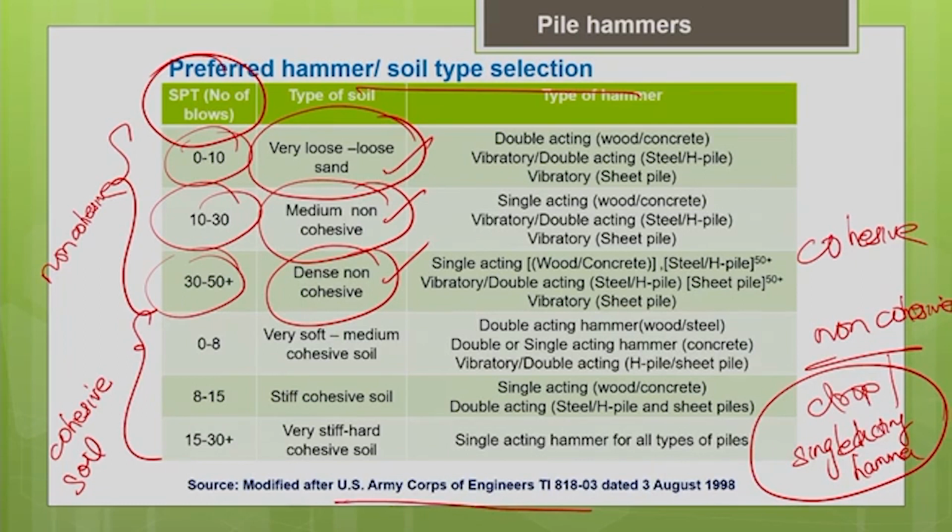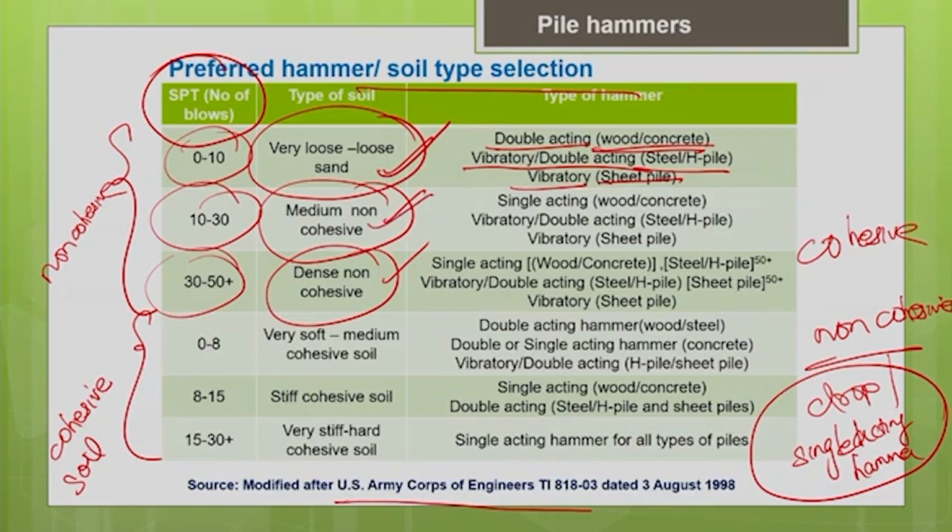For very loose to loose sand, it is given that for concrete pile or wood pile, you can go for double acting. I mentioned that for concrete pile, it is preferable to go for single acting hammer, but if the soil condition is very loose, that is exceptional. You can also go for double acting hammer, even if it is a concrete pile. And for steel piles, commonly the pipe steel piles or H piles, you can go for either double acting or vibratory hammer. For sheet piles, commonly we use the vibratory pile driving method.